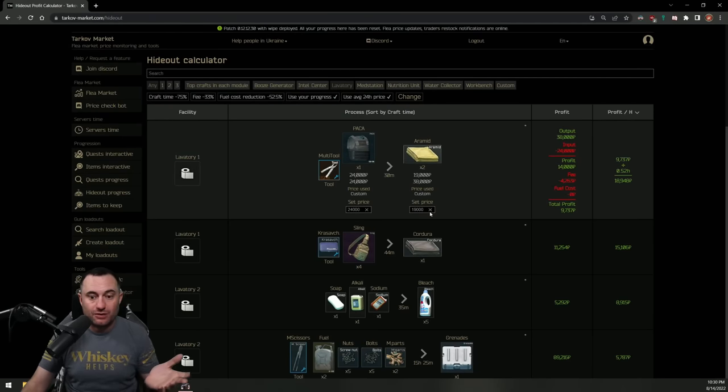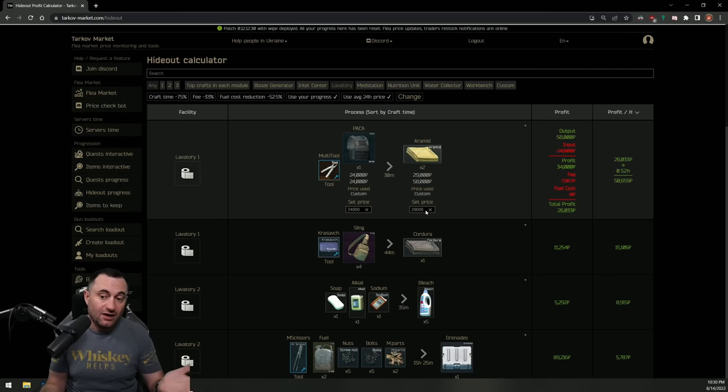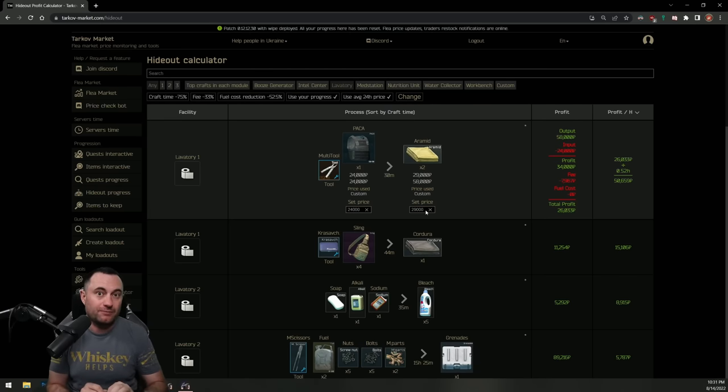And again, if you can start pushing these Aramids up to where they're a really high price, like I was selling the other day, let's say even 29,000, now you're talking over 50K an hour. So that's pretty hefty profit if you know how to shop your components just right.